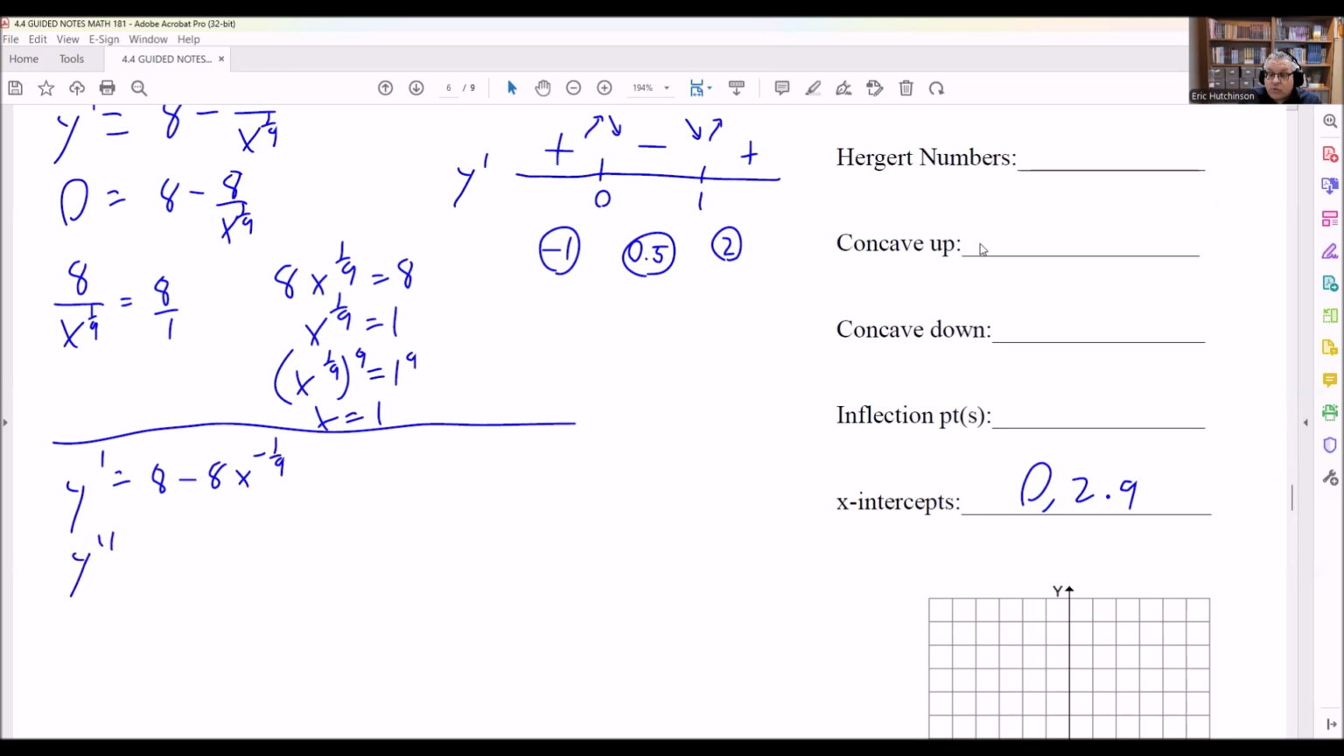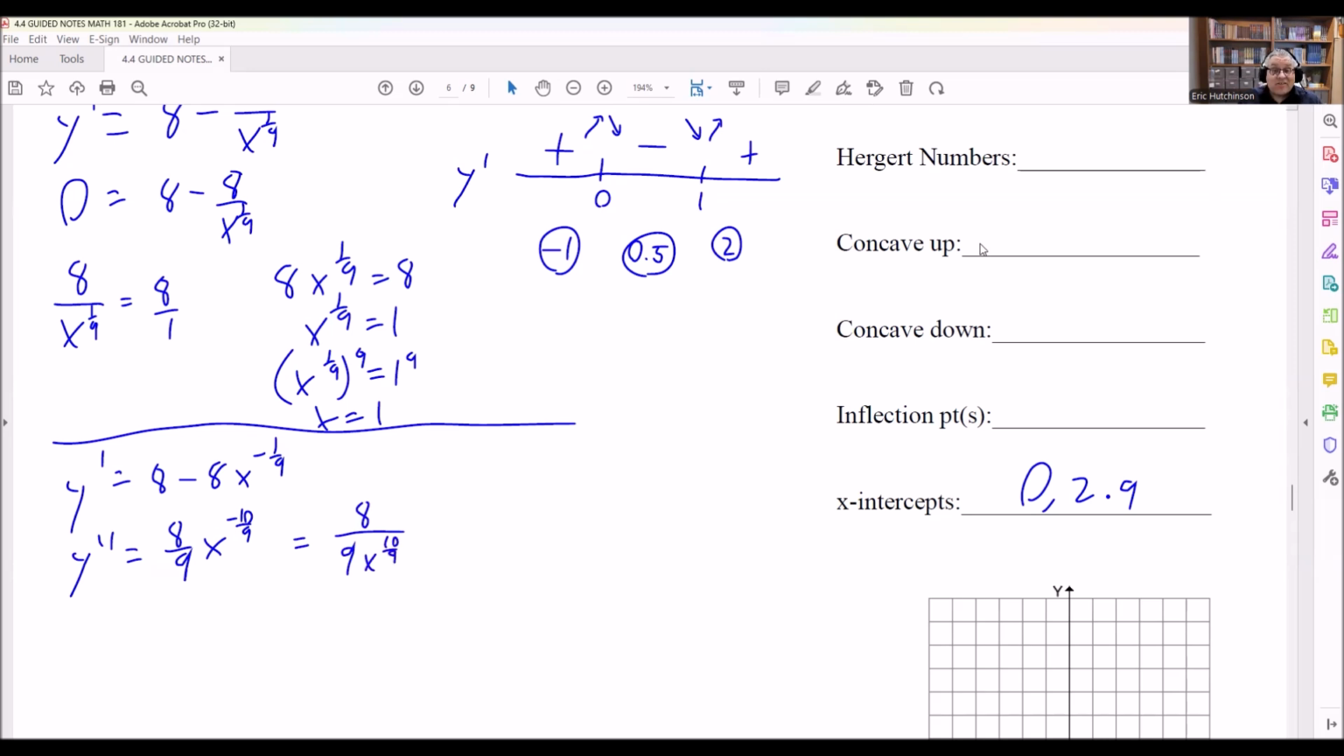Okay, then now y double prime. We're going to take the derivative. 8 is 0. Now this, the 1/9 is going to come down, and with this negative and negative, that'll be positive 8/9 x. And if you subtract 1 from there, that's going to be -10/9. We can also write this as 8 over 9 x to the 10 over 9.